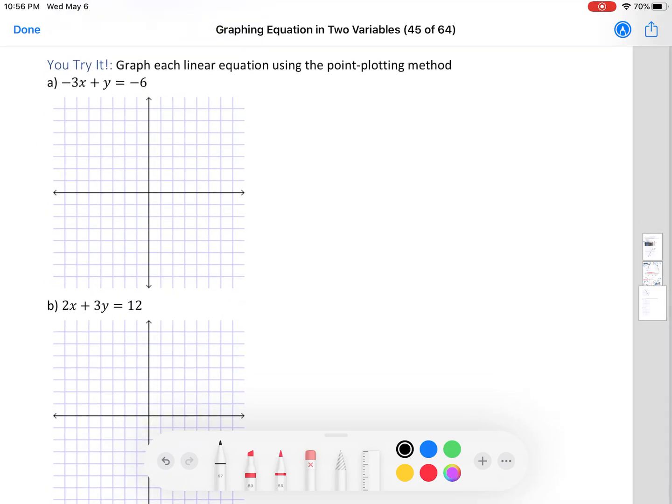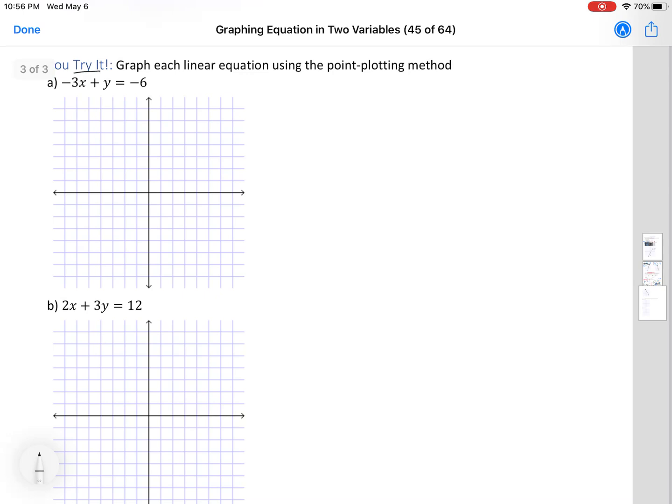Alright, now we have some you-try-it problems. So graph the linear equation using the point plotting method.